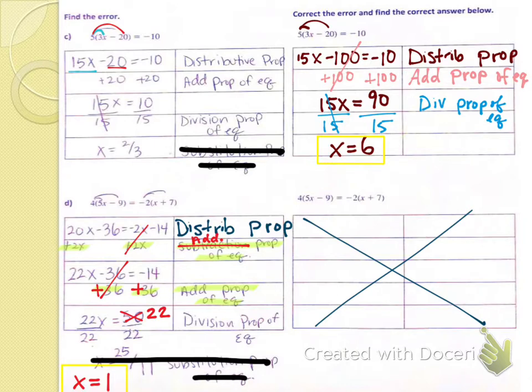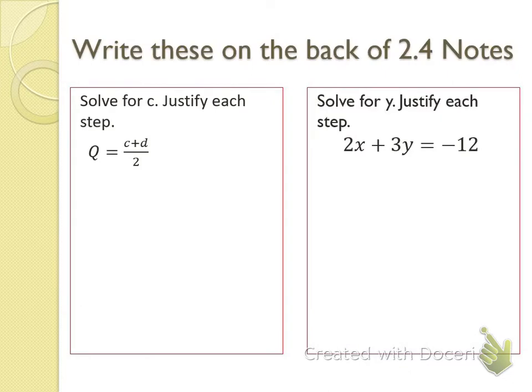Questions about either of these two? Okay. Flip to the back. You're going to write down these two problems, and we're going to practice. We're solving for a different letter in a formula, and then we're going to justify each step. So you want to write down both of them. We have Q equals C plus D over 2. And then we have 2x plus 3y equals negative 12.